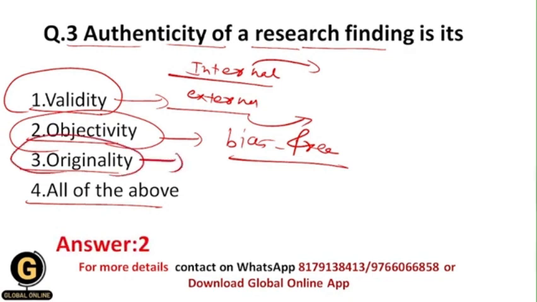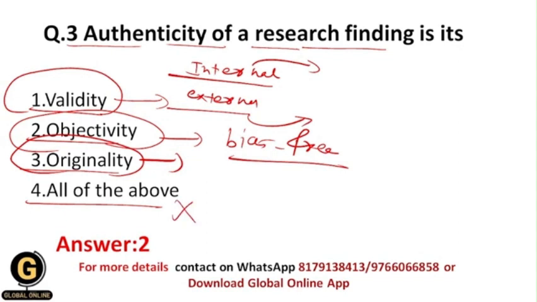So again, originality means that it is original, it is not duplicate, it is not like we have copied it from somewhere else. So again, originality, this is the concept which comes under objectivity, because objectivity is a bigger concept. Okay, and it includes validity and as well originality, and that's why the correct answer to this question is objectivity, not all of the above.